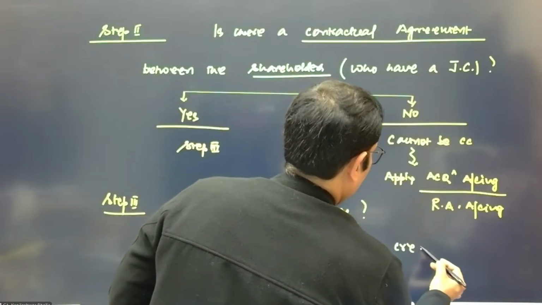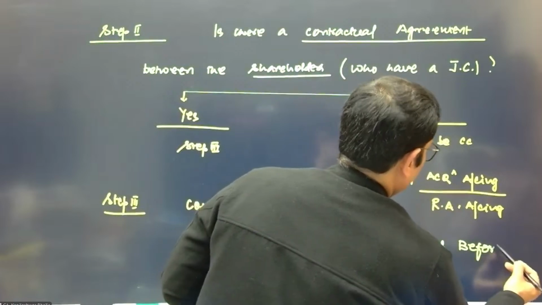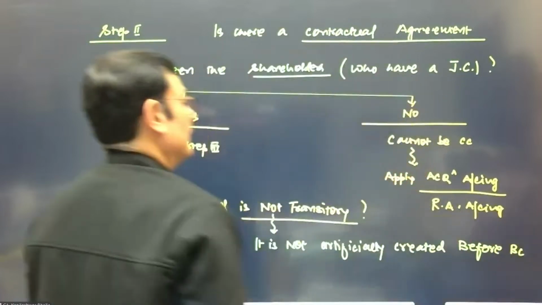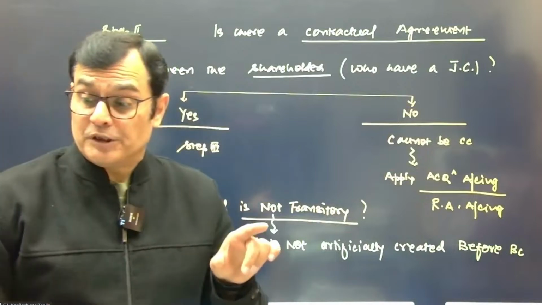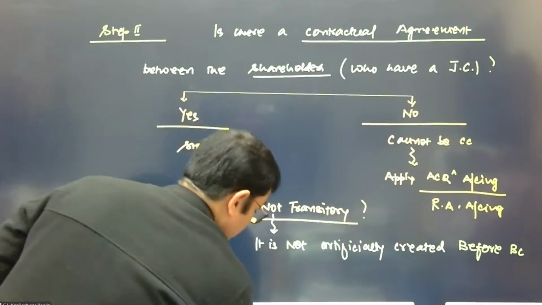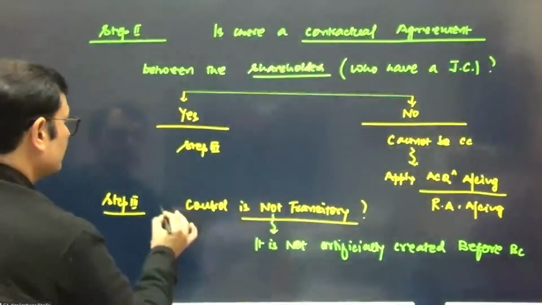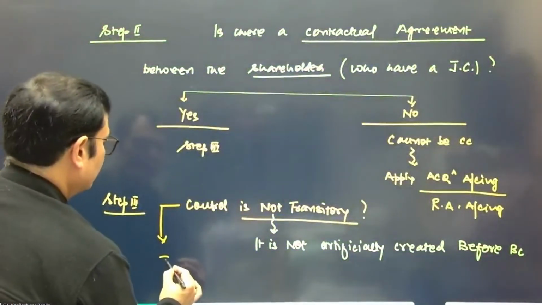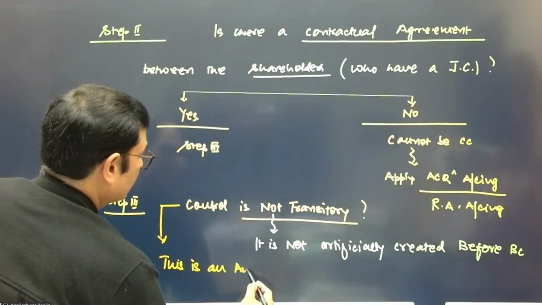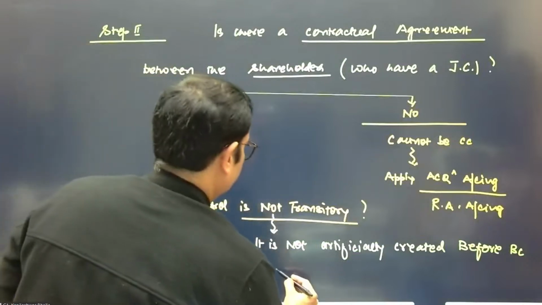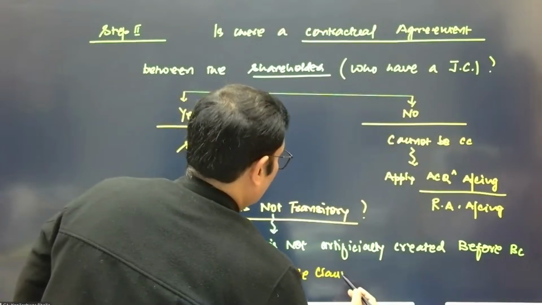It is not artificially created before the business combination. So we need to see, as we saw in the illustration, that it is not artificially created before the business combination. And I think we'll just make a mention as well that this is an anti-abuse clause.